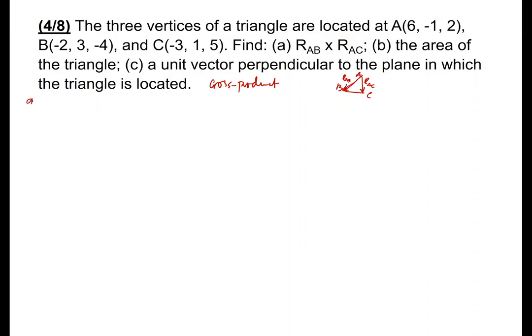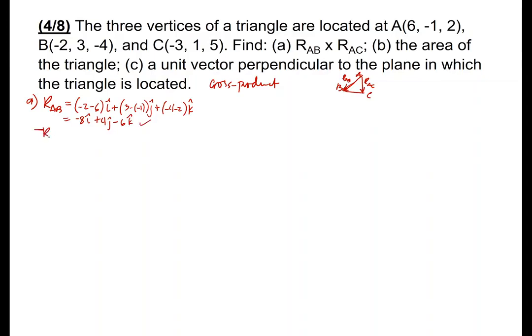First, how to find RAB? From the previous video, we simply solve RAB by directly subtracting point A from point B. So you have negative 2 minus 6, which is negative 8, for your i direction. The previous video I used AX, but I'll be using i. Plus 3 minus negative 1 for the j, along y, and then negative 4 minus 2. So we have negative 8i plus 4j minus 6k. These are directional vectors, and that is your RAB.